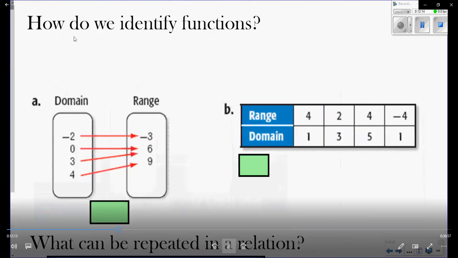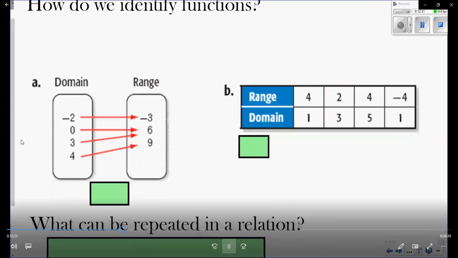All right, so how do we identify functions? Basically, for every x, there's one y. So you cannot have repeated x's in order for a function to be a function. For this one, we have -2 going to -3, 0 to 6, 3 going to 6, and 4 going to 9. Is this a function? Yes, because for each x value, there is one specific y value attached to it.